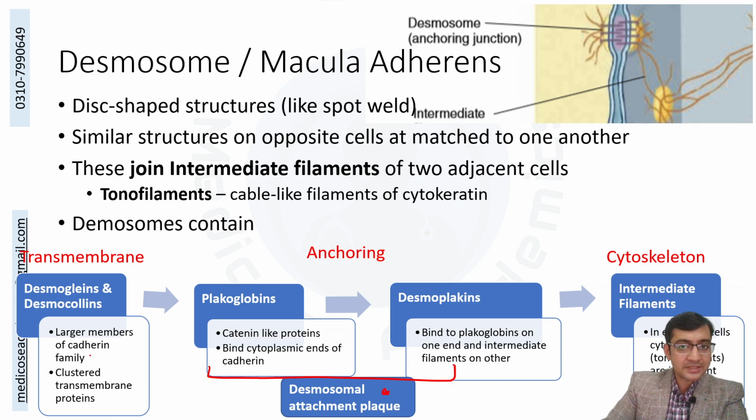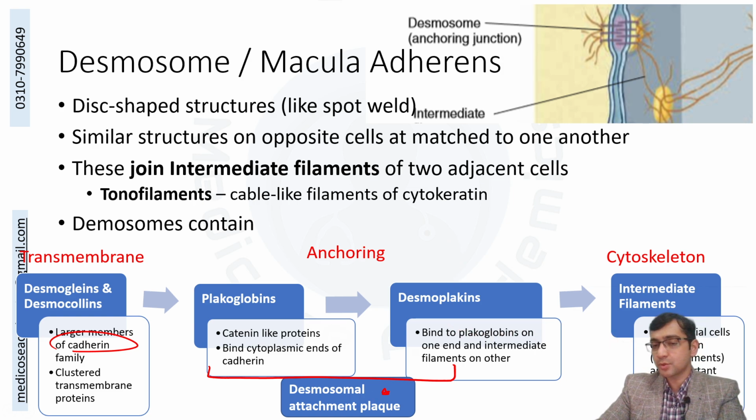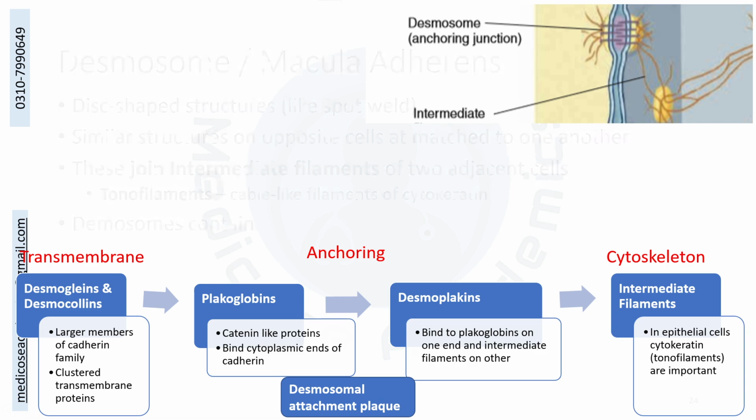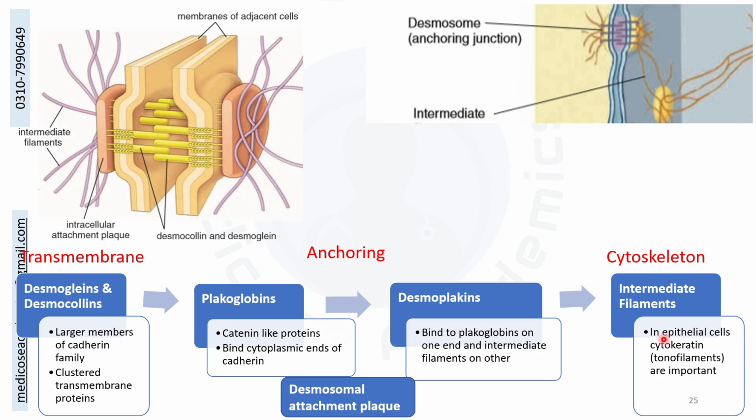And if you want to memorize simpler things, just memorize cadherins as the transmembrane proteins. Then there is a plaque, and that plaque is attached to the cytoskeleton, that is the intermediate filaments. That is the bare minimum that you should ideally know. So let's see that on a picture.